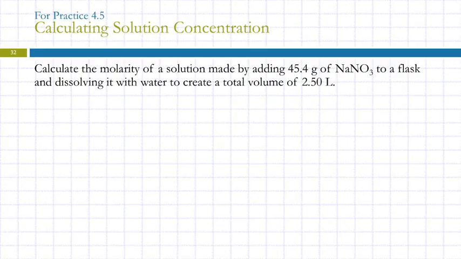So let's do a couple examples. Calculate the molarity of a solution made by adding 45.4 grams of sodium nitrate to a flask and dissolving it with water to create a total volume of 2.50 liters. Well, they ask us to calculate the molarity. So this is where we need an equation. So molarity equals moles of solute per liter of solution.